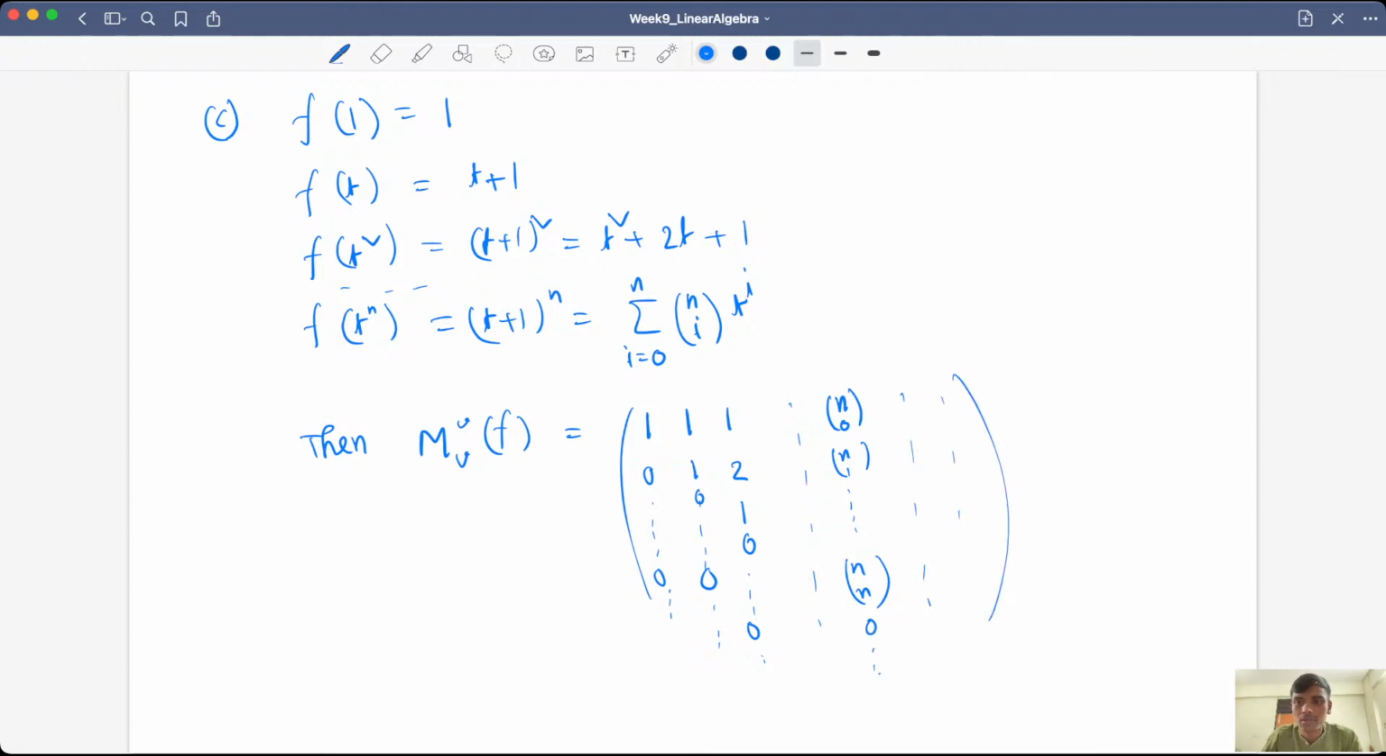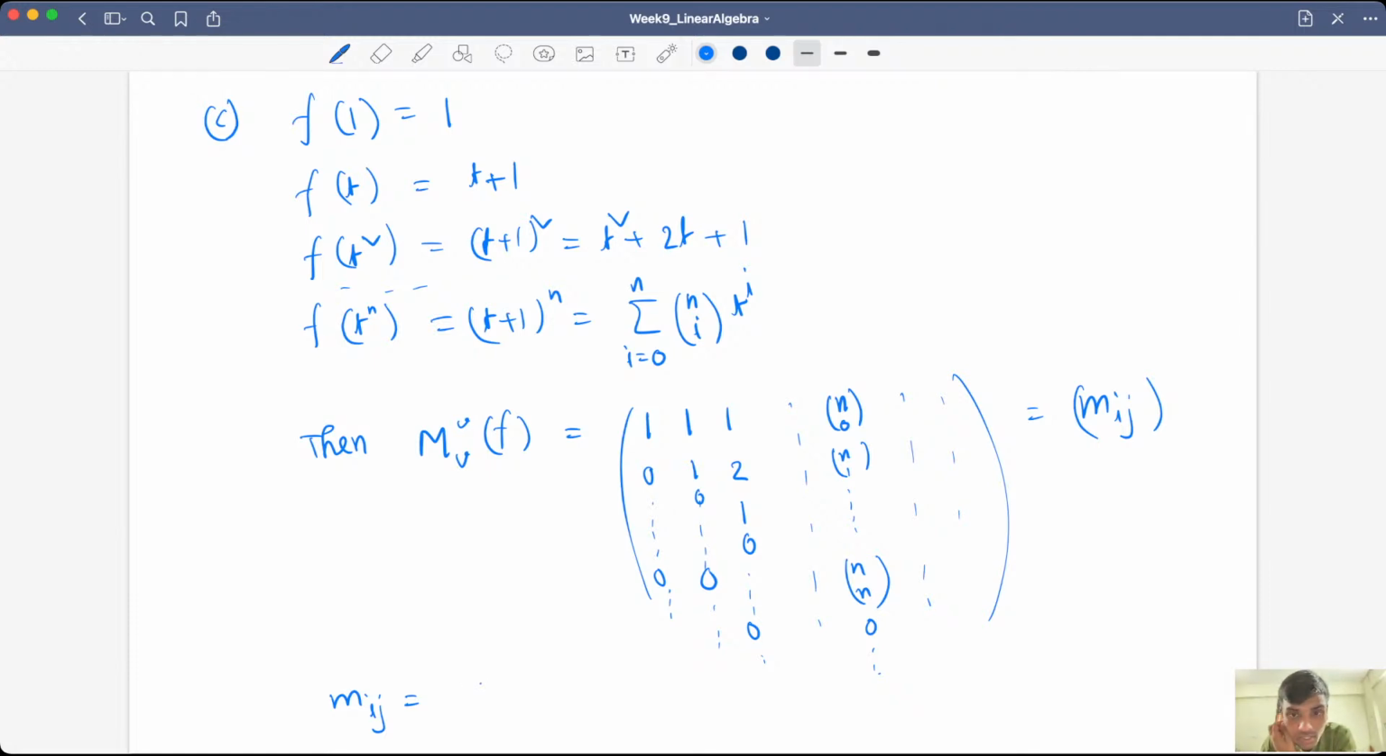So here, if I just say this is m_ij, then what is m_ij? m_ij will be, for the ith thing you have the j component, so this is 1.